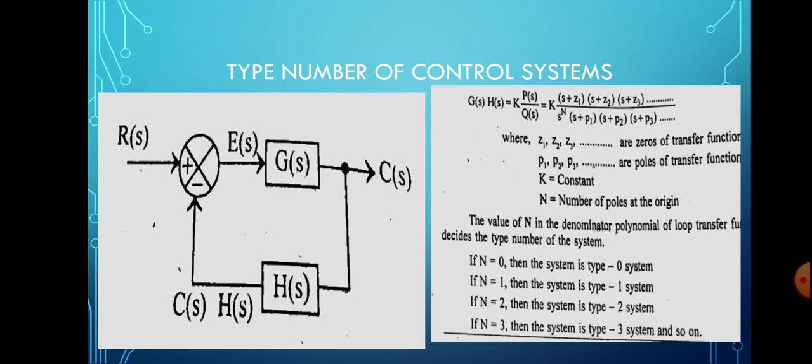If n equals 0, then the system is type 0. If n equals 1, then the system is type 1. If n equals 2, then the system is type 2. Similarly, we can have different values of n, and corresponding to them there will be different types.